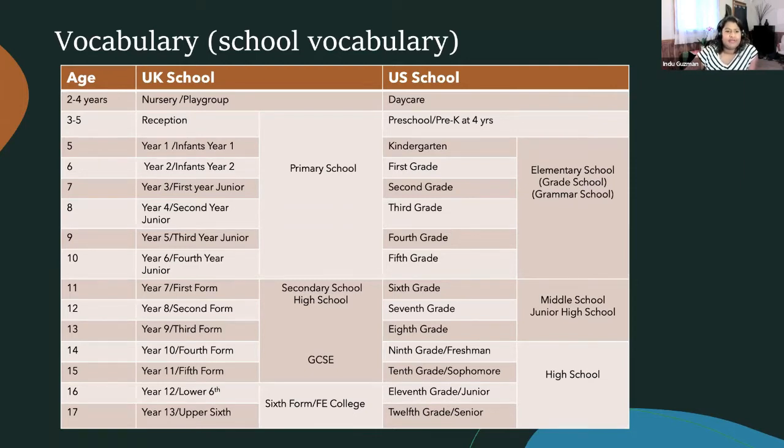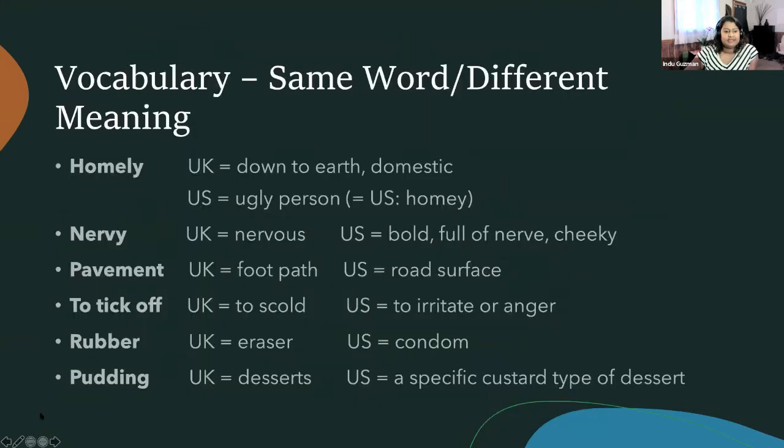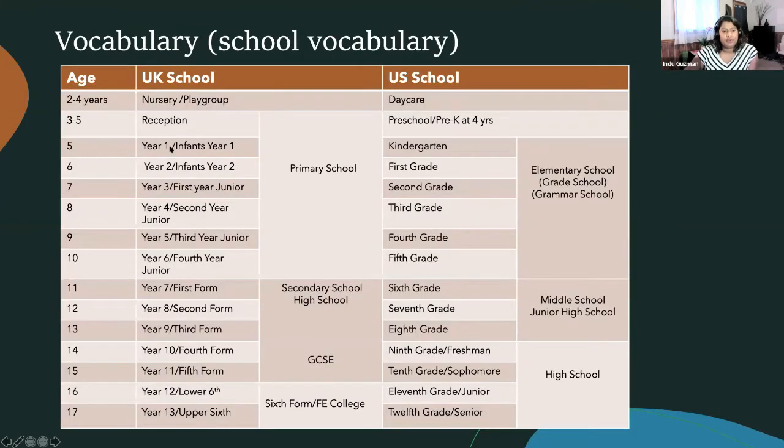And then 3 to 5, they call it reception. In the US, it's called pre-K or preschool. And then age 5, that's what we call kindergarten. And that's where year 1 starts. Then when they're 6 years old, it's year 2 in the UK, that's first grade in the US. So it'll go second grade, third grade, fourth grade, fifth grade.